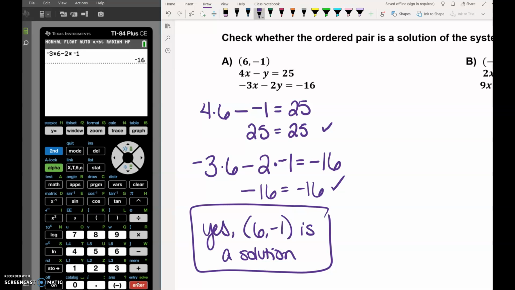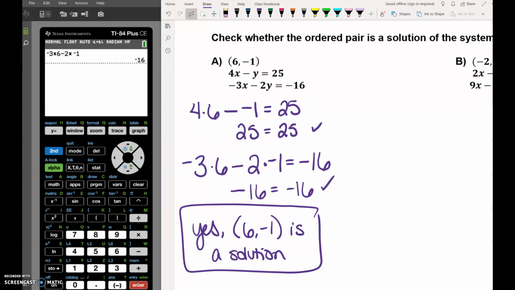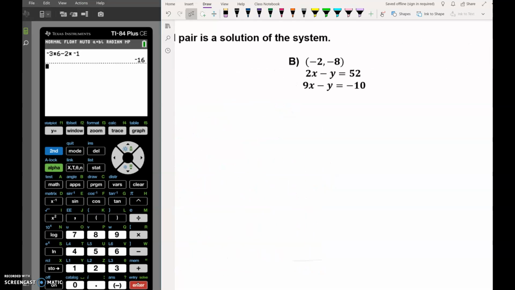If it only works in one of the equations, then it's not a solution to the system because it has to work in both of them in order to be a solution, which actually can save you time. If you're checking this and it doesn't work in the first equation, don't waste your time plugging it into the second equation, because if it doesn't work in one of them, then it's no good.